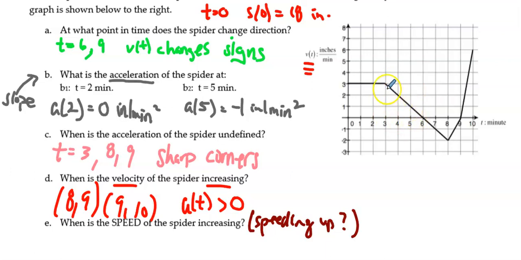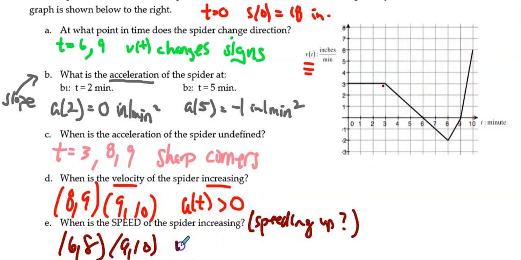So we know it's slowing down between 3 and 6. But from 6 to 8, we know that our speed is increasing because our velocity is negative, and so is our acceleration. From 8 to 9, we have a positive acceleration, which is, again, what you have right here, and a negative velocity. And from 9 to 10, both of them are positive.